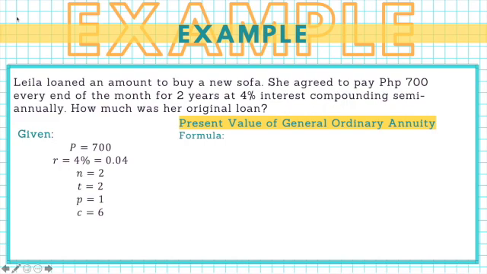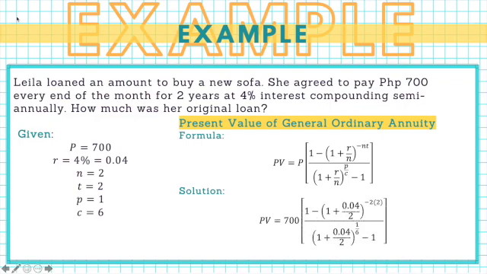The formula for the present value of general ordinary annuity is PV equals P times 1 minus (1 plus R over N) raised to negative N times T, all over (1 plus R over N) raised to p over c, minus 1. We simply substitute our given values to the formula. Using our calculators, we will get the value 16,125 pesos and 22 centavos. Therefore, she originally loaned this particular amount.